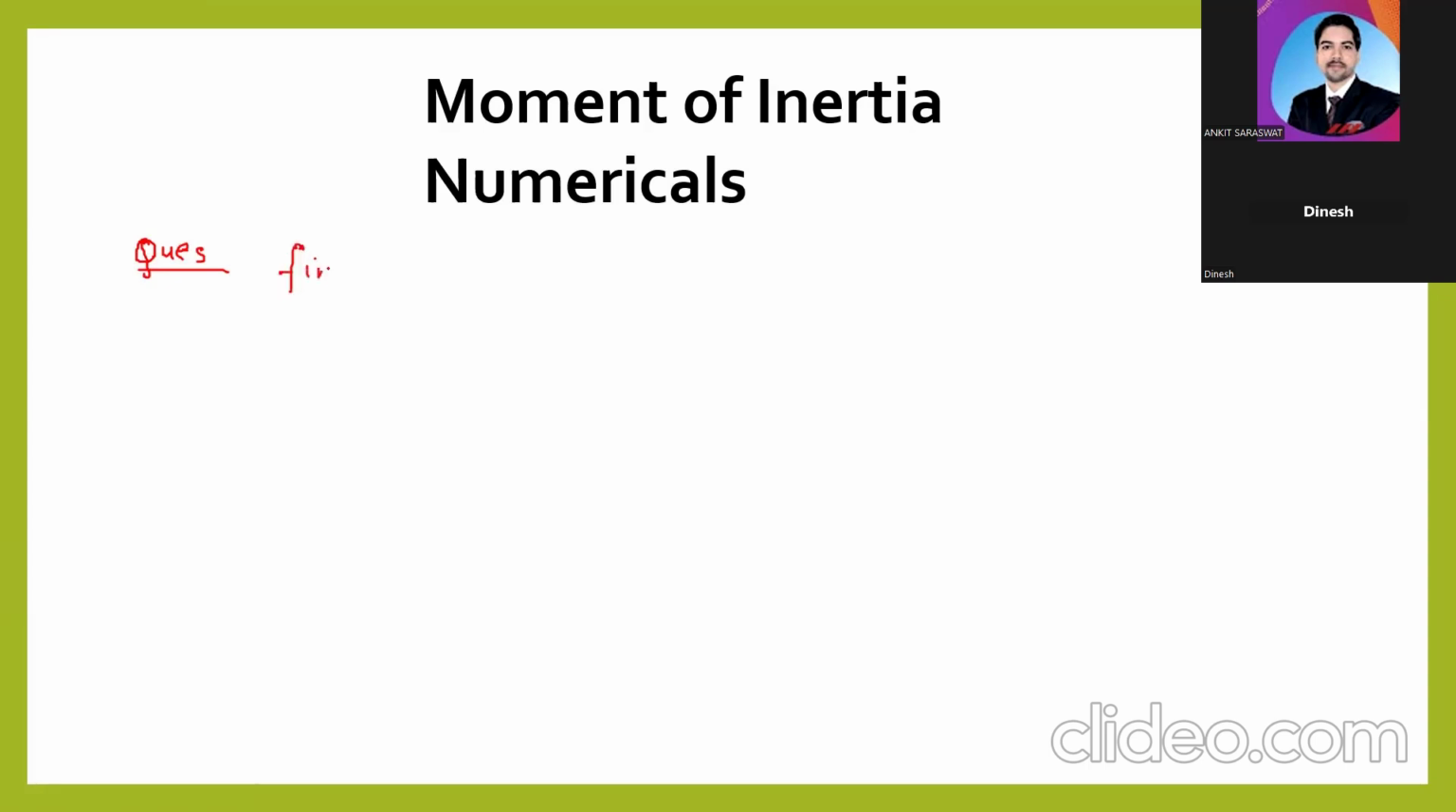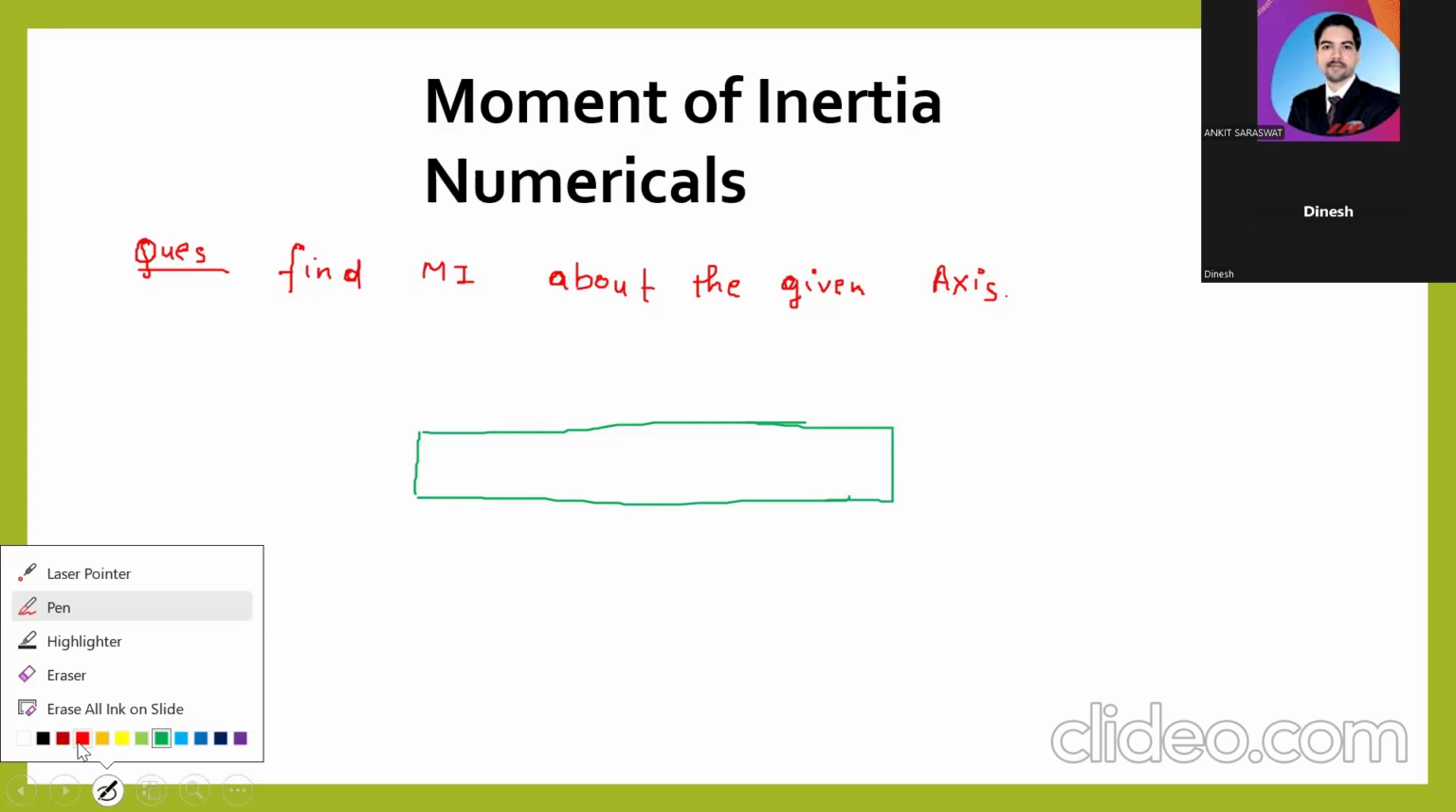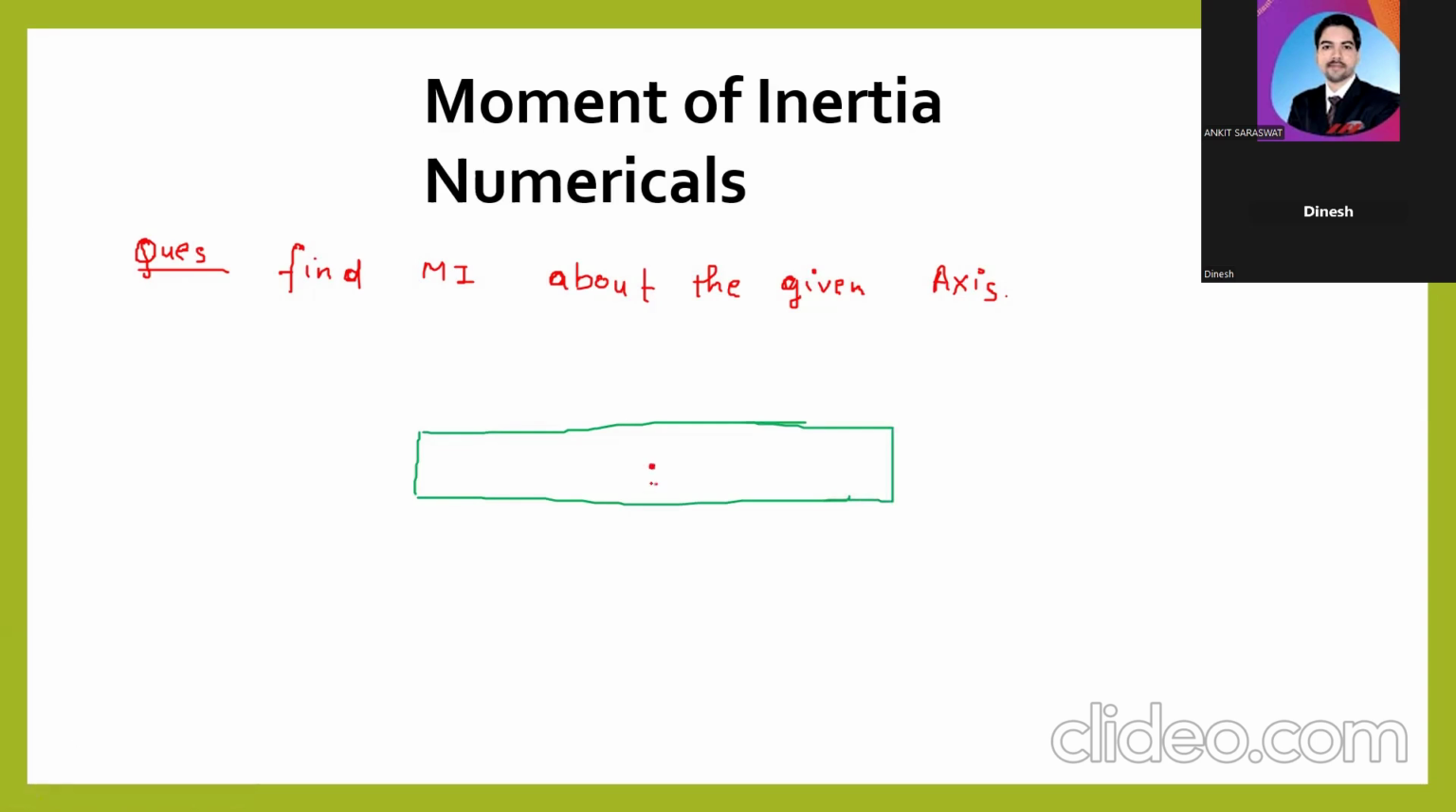Find the moment of inertia about the given axis. I will draw the diagram. This is the rod. This is the center of mass. You need to find the moment of inertia about this axis.